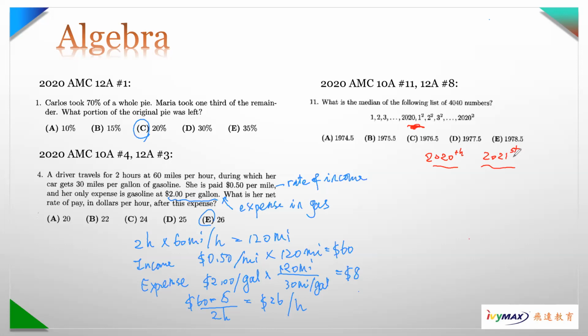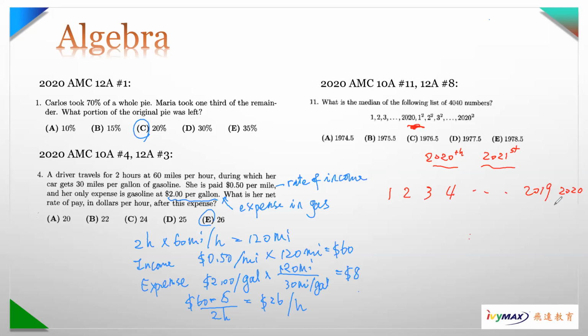We know that if you need to find the median, all the numbers have to be sorted. So this obviously is sorted. Let's list the first half: 1, 2, 3, 4, and all the way to, let's say, 2019, 2020. Okay, so this is the first half.